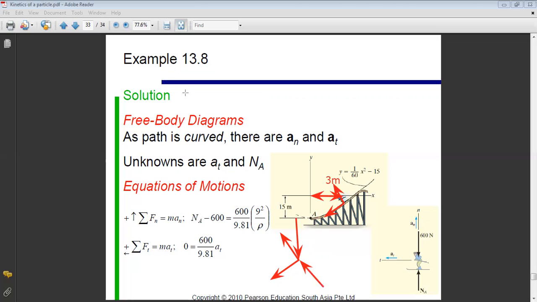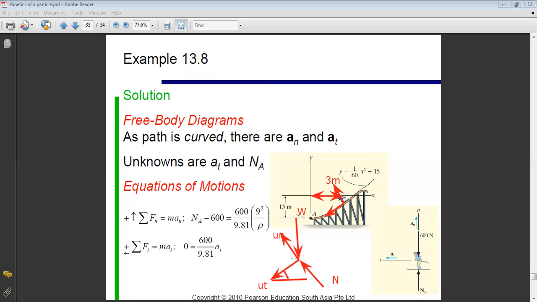So if I want to represent my case here, this will be ut, this will be un, this will be the weight, and this is the normal reaction, n. Now to continue, I should know the angle between ut and the horizontal, this one, because I need to project the weight. For n, no problem, n is along un. But to project the weight on un and ut, I need the angle here.